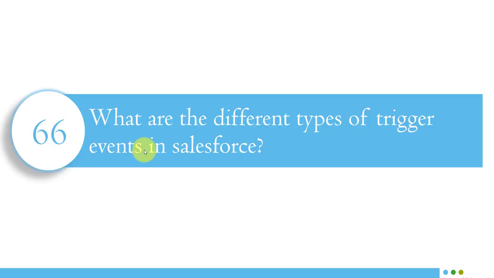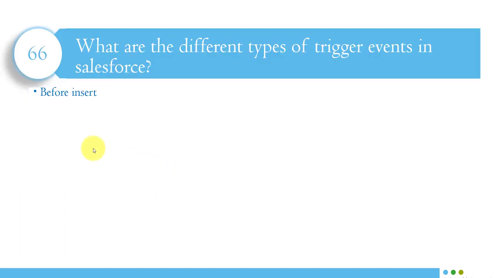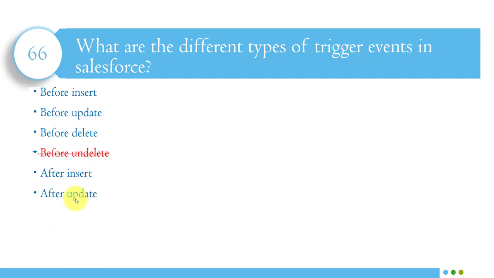The next question is, what are the different types of trigger events in Salesforce? This is very, very important. The very first event is before, since we have just discussed before triggers and after triggers. What all can we do with before? Before insert, before update, before delete. I have deliberately added before undelete, because it doesn't exist. I have seen a lot of candidates in interviews simply say before insert, before update, before delete, before undelete. Don't do that, before undelete is not there. And then after insert, after update, after delete, and after undelete.